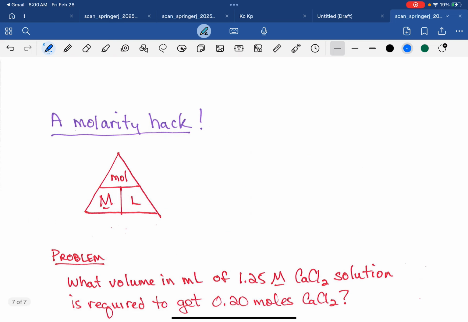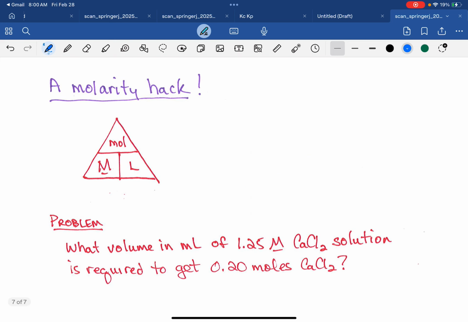And we got one more page here. Here's a molarity hack. I invented this. As far as I know, I've never seen anybody do this. I've seen it with other things like density, but here's the triangle. You cover up the thing you're looking for and do the math that's left. So if you're looking for moles, you cover up moles and you multiply molarity times liters. If you're looking for molarity, you cover up the big M and you got moles divided by liters. If you're looking for volume, you cover up the liters and you got moles divided by molarity.